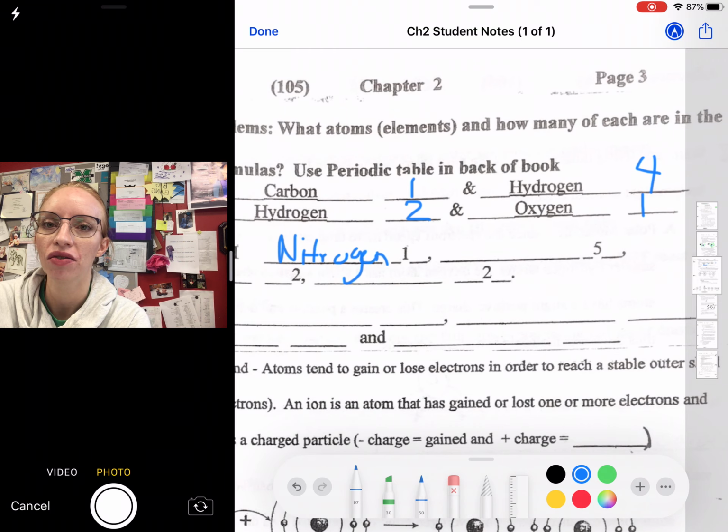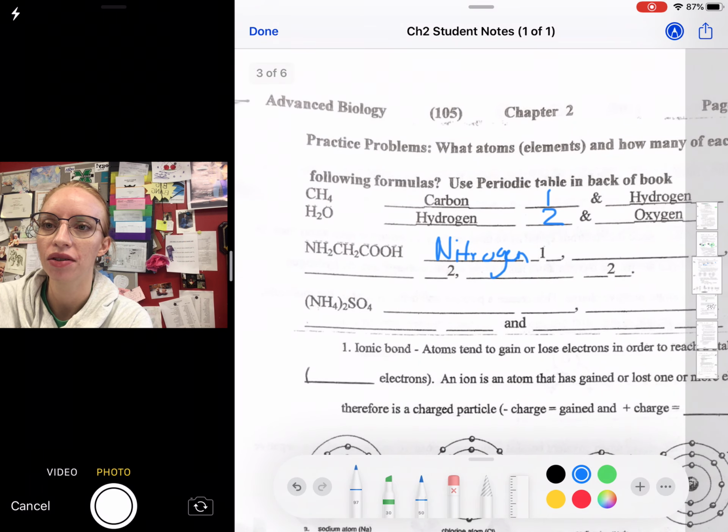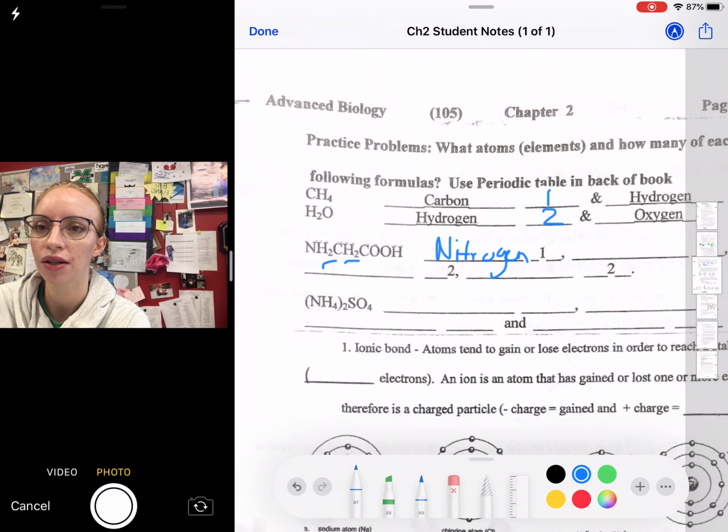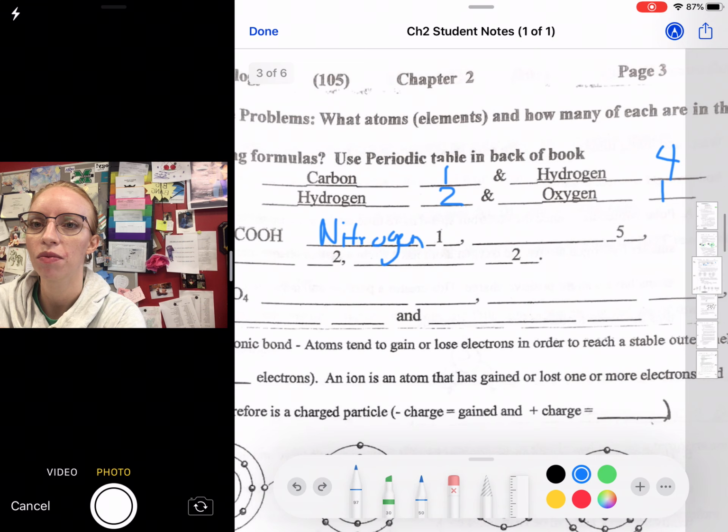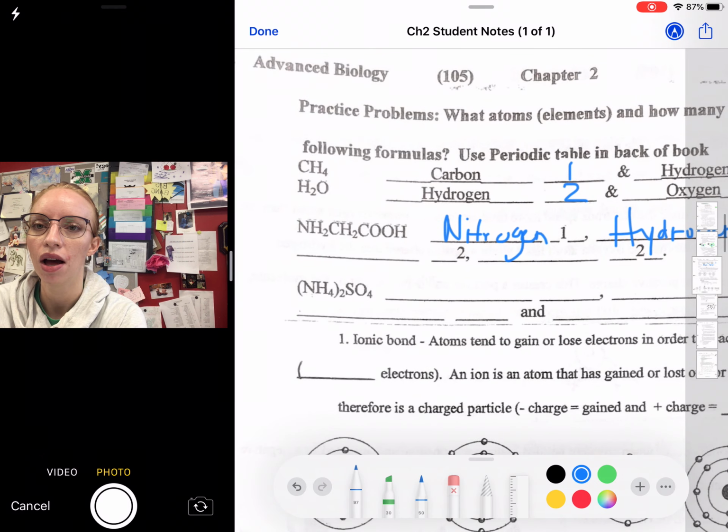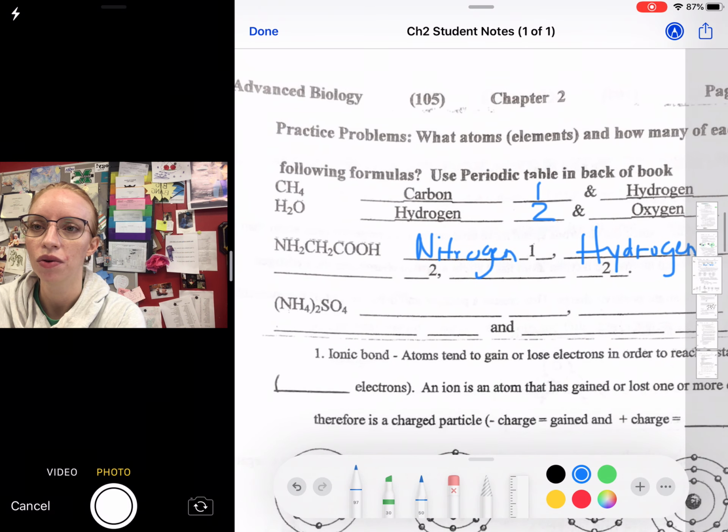All right. So now it tells you that there's 5 of one of those atoms there. So you have to count up which atom has 5. Well, let's look at the next one. Hydrogen has 2 right here, it has 2 right here, and then it has 1 here. So 2, 2, and 2 makes 5. So this one would be hydrogen. Both of these have 2. So you can see that there's 2 carbons, even though they're not written together.